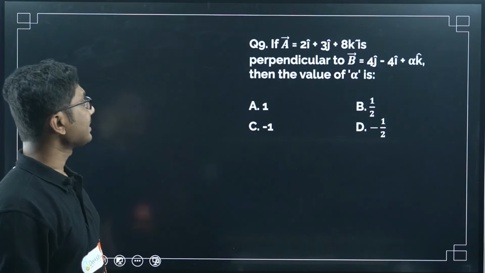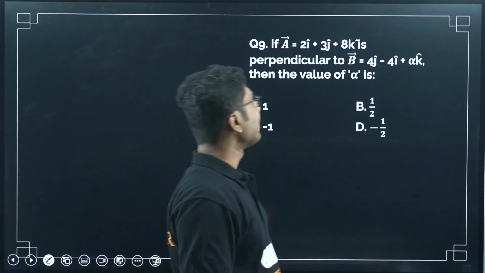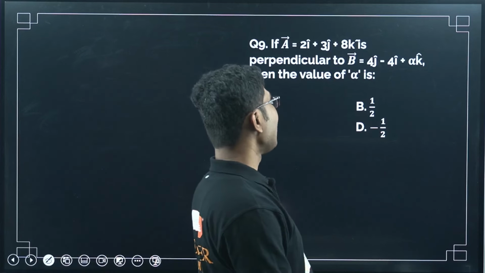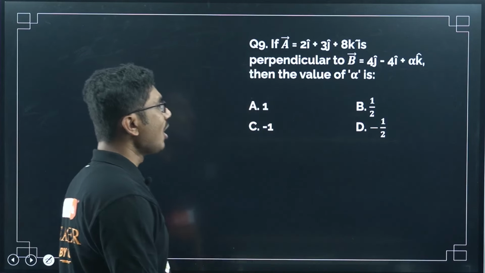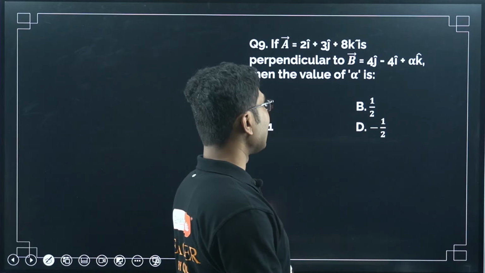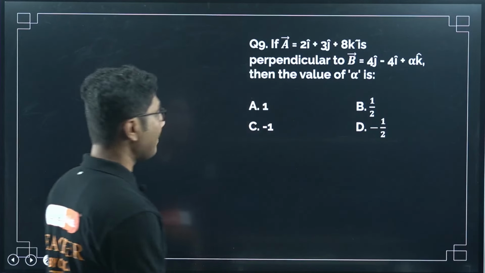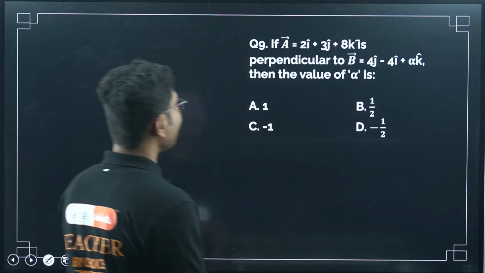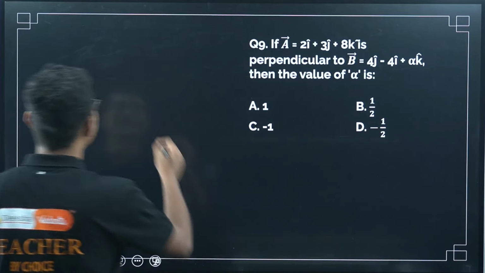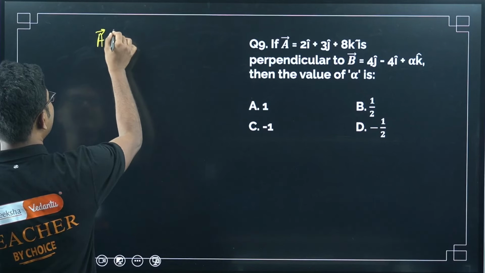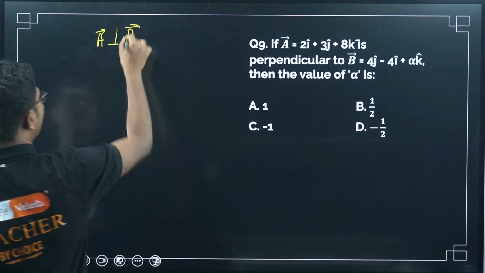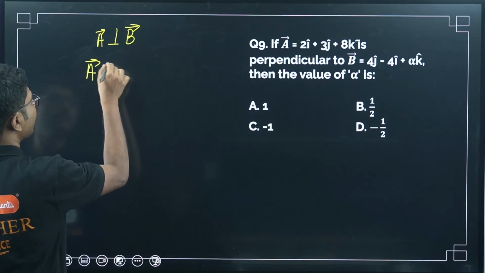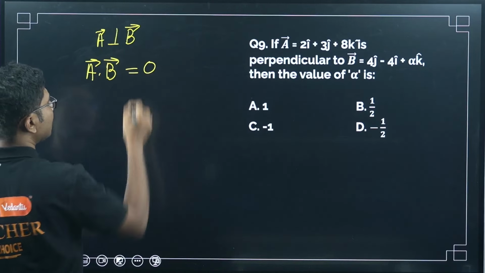Now let's move on to the next question. If A equals 2i cap plus 3j cap plus 8k cap is perpendicular to B equals 4j cap minus 4i cap, very careful here, plus alpha k cap, then the value of alpha is. So here they have said that vector A is perpendicular to vector B. Now what is the condition of perpendicular? Two vectors will be perpendicular only if their dot product is 0.